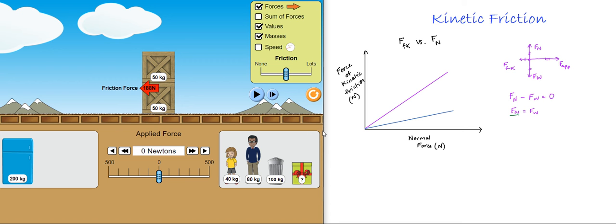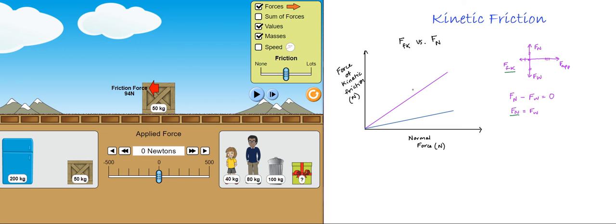Now obviously there's not friction acting right now because nothing's moving. There is no horizontal force in either direction. It's just the simulation showing the change. But I can see that anytime the normal force increases, the amount of frictional force is going to increase as well. And I did that with a variety of different combinations of objects here. And what I found was that I got a line that looked like this one.